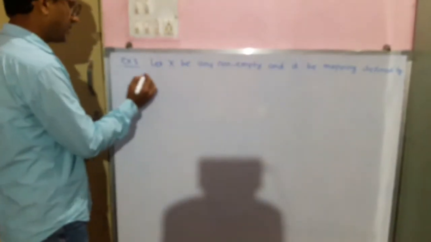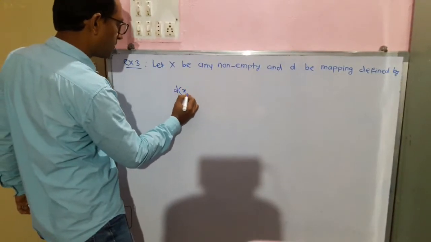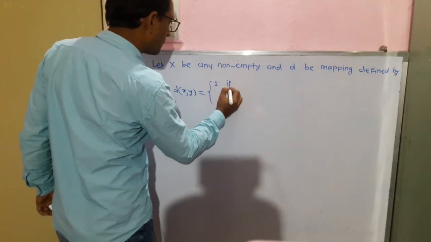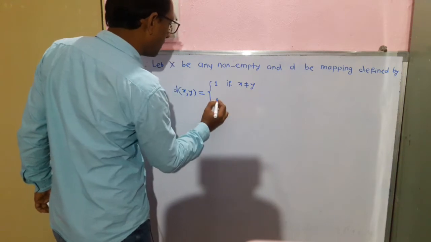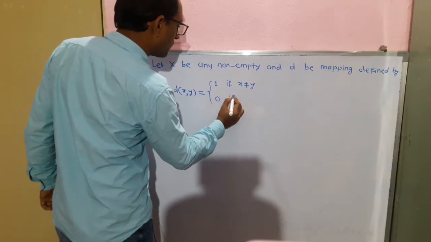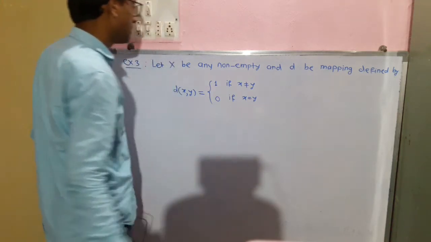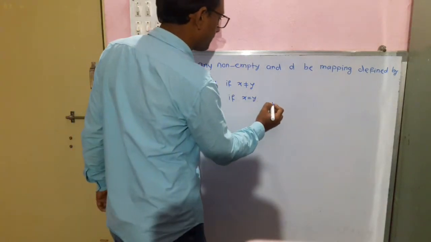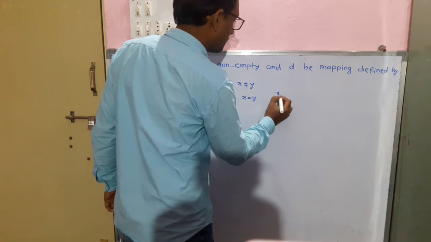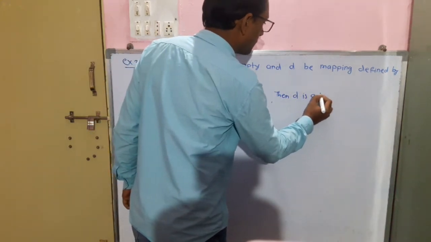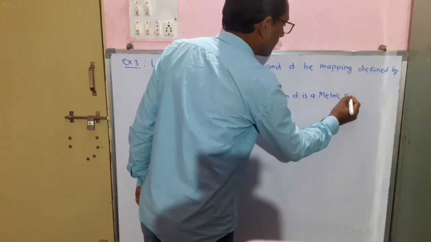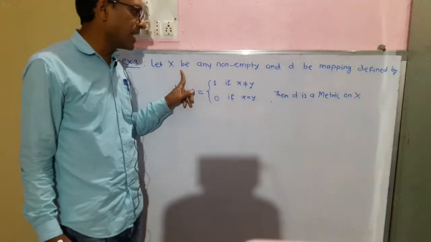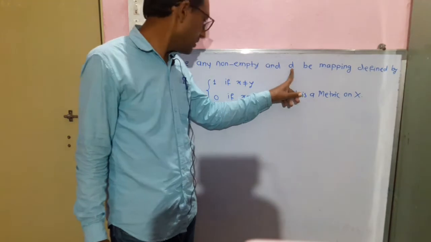D of xy is equal to 1 if x is not equal to y, and D of xy is equal to 0 if x is equal to y. Then D is a metric on X.